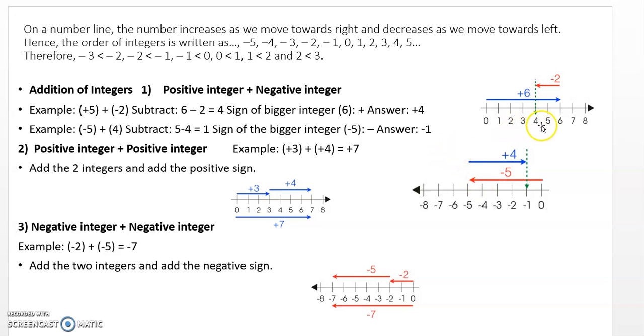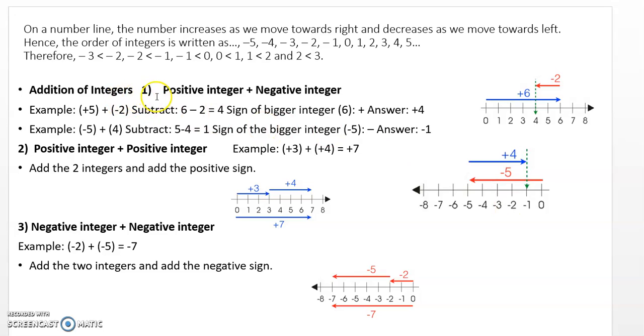For the positives, if we compare 4 and 6, 6 is greater. If we compare 6 and 8, 8 is greater. So for the positives, the number which is bigger is greater. But for the negatives, the number which is less is greater. So if you compare -2 and -7, which is greater? -2 will be greater. So remember, for the negatives, the number which is less is greater.